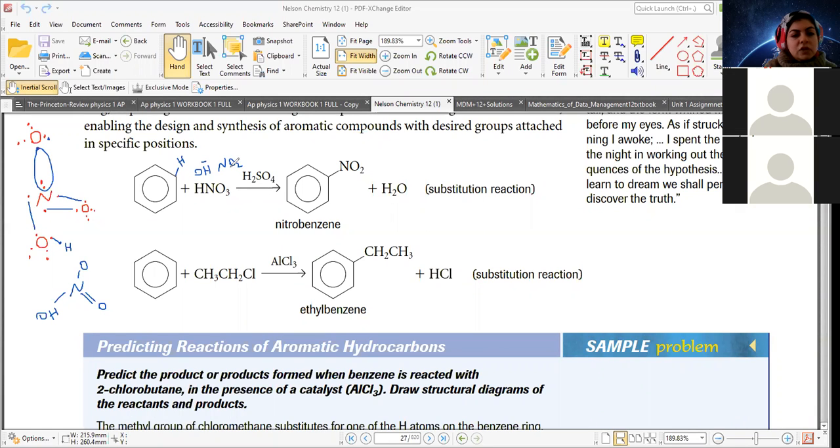OH has a negative. So what happened? H will get out, and NO2 will come to sit in its place here. Right? Then what we have, the H coming here, true? OH and H. What is the H and OH? Water. Exactly. That's why we have water here. Very important. Any question? No.